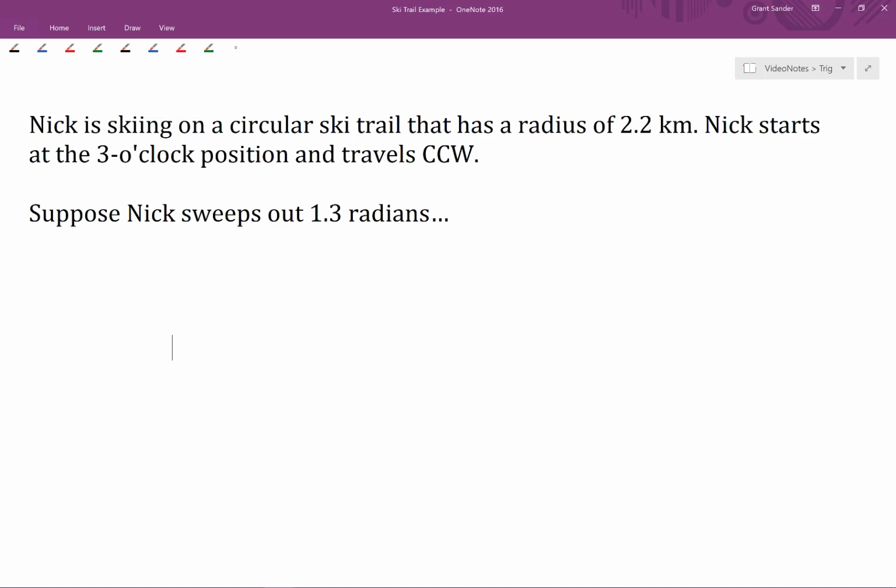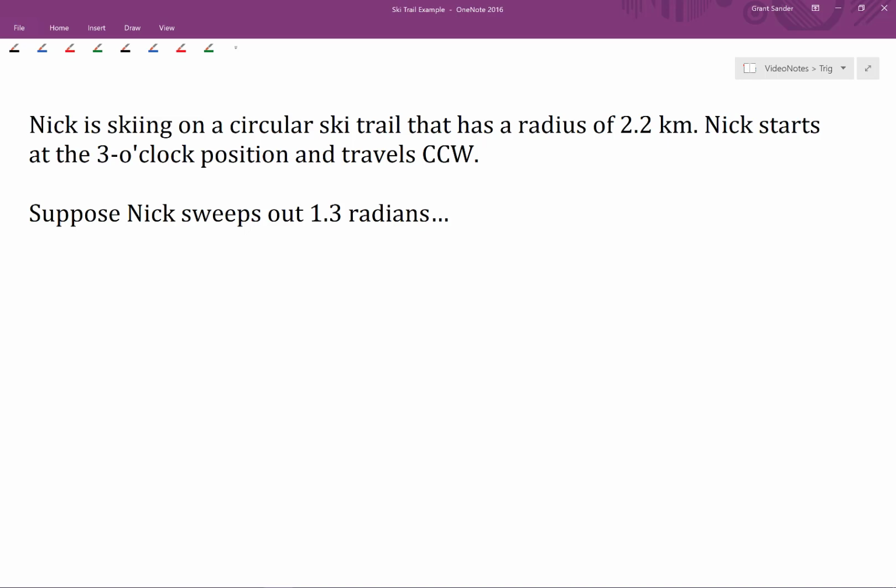Let's look at an applied context where we can use the sine and cosine functions. Suppose Nick is skiing on a circular ski trail that has a radius of 2.2 kilometers. Nick starts at the 3 o'clock position and travels counterclockwise. Let's assume that Nick sweeps out 1.3 radians.